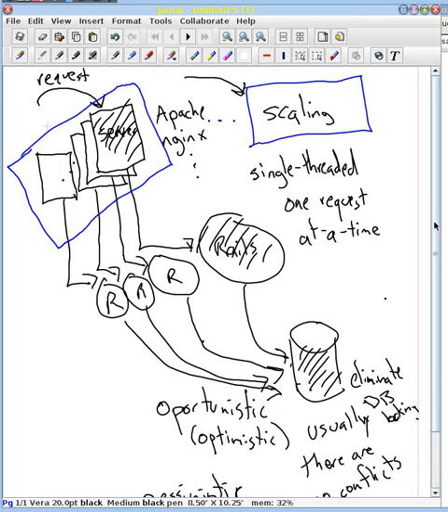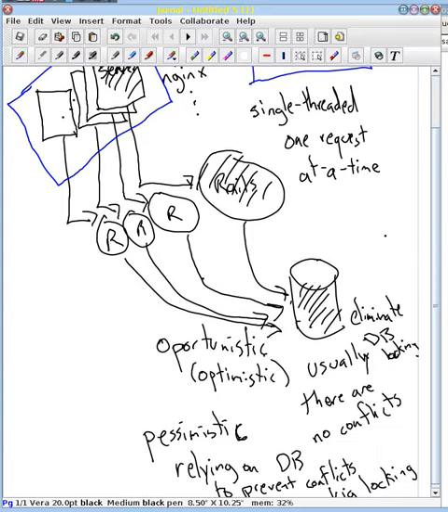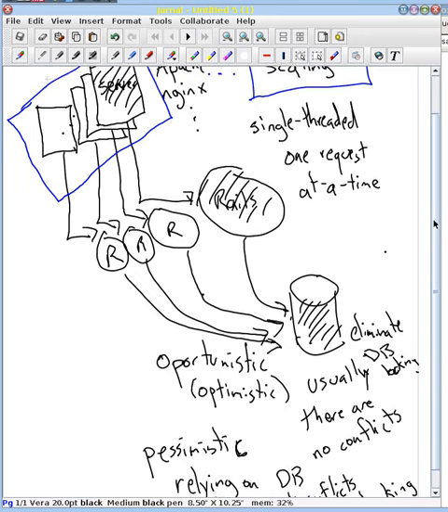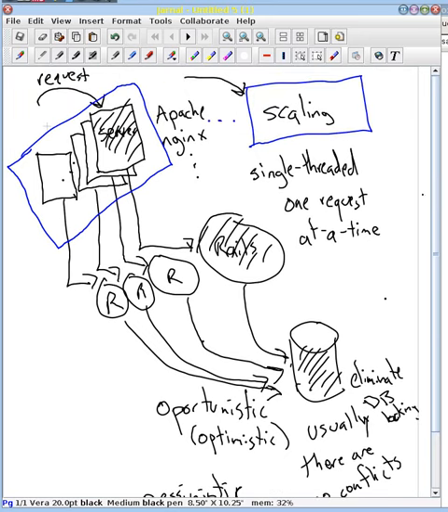So for the next two episodes, I'm going to describe individually first optimistic locking and then pessimistic locking, and show why they work and what you have to do to get them to work.